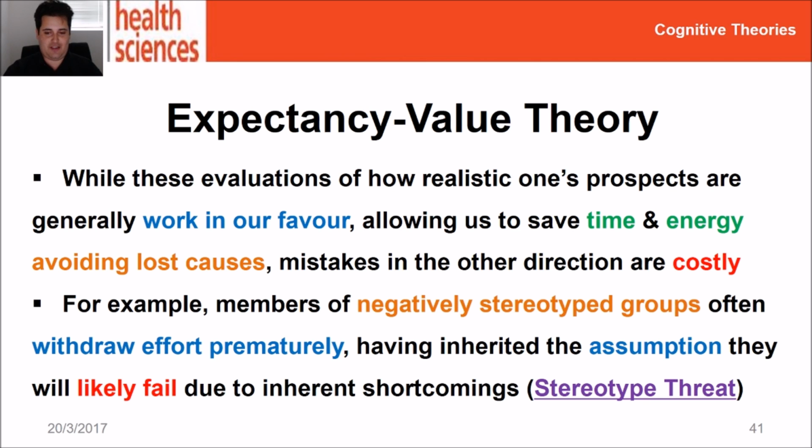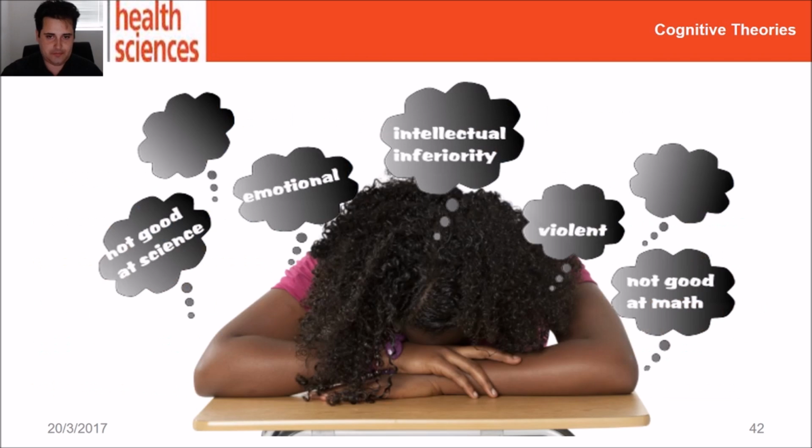But again, expectancy value theory isn't 100% good. It allows us to manage our behavior, to not overcommit to implausible things, but sometimes it also undercuts what's possible for us. So, this is an example I have in this slide here.